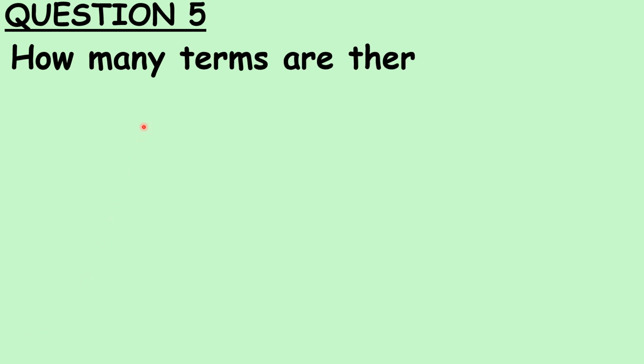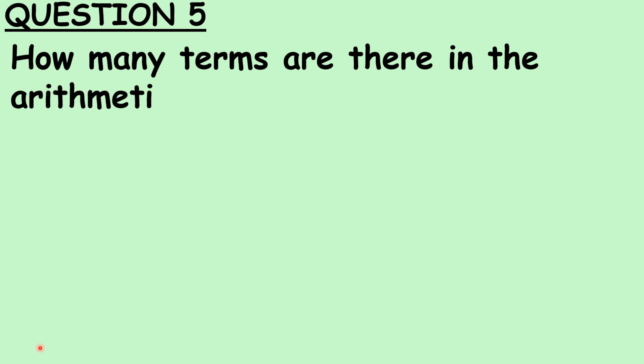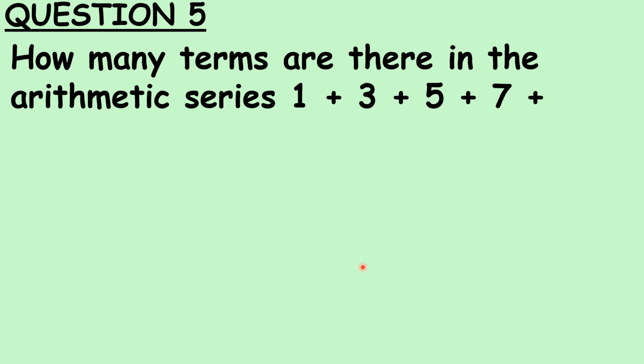Now, how many terms are there in the arithmetic series? 1 plus 3 plus 5 plus 7. Notice that there is a dot dot here, but it also goes on adding up to 75. So this tells you and me that the first term is what? 1, and then the last term is 75. First term A1 is 1, and the last term is 75.